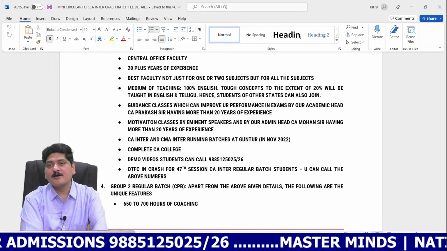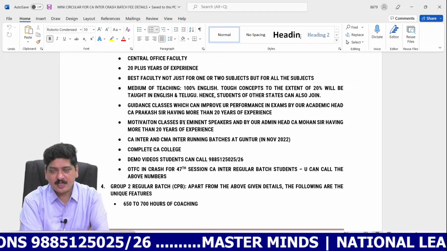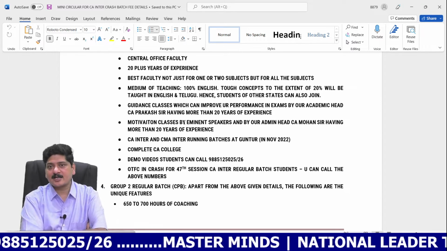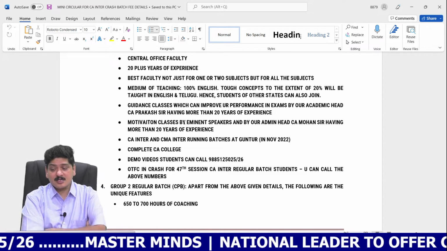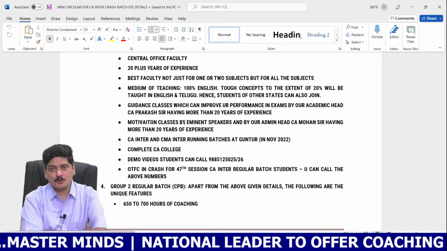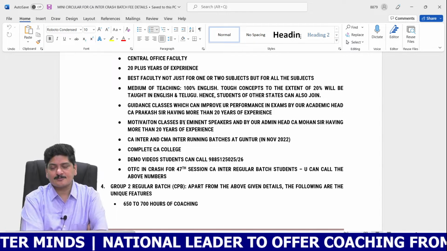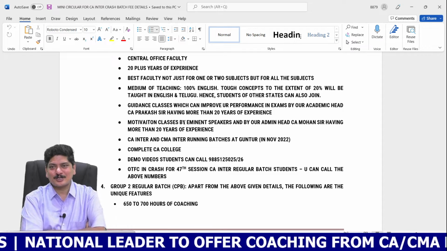In addition to that, we have CMA Inter exclusive regular batch, and the students of this batch are going to attempt in June 2023. In addition to that, we are going to commence a new CA Inter regular batch Group 2 and CA Inter Group 1 crash batch and Group 2 crash batch on November 24, 2022.